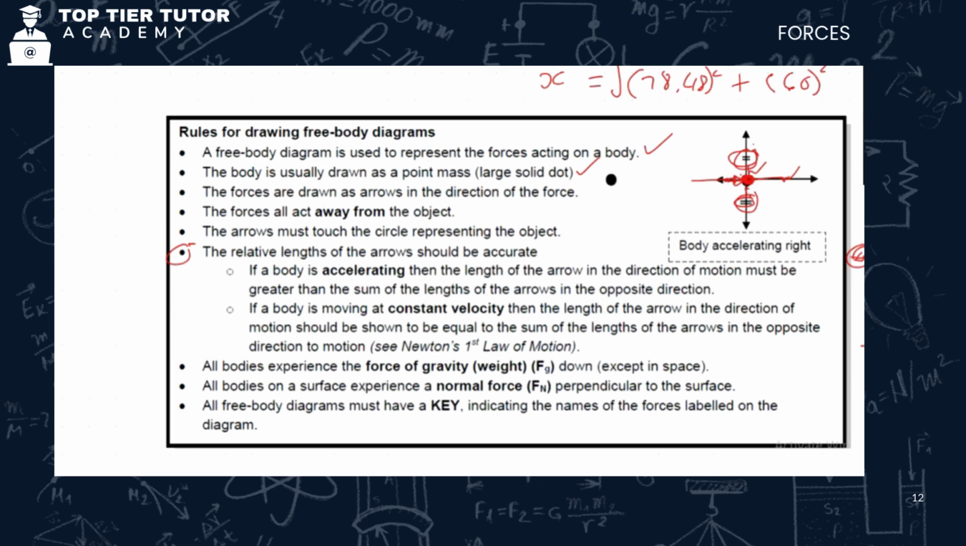All free body diagrams must have a key. The key is just to indicate, this is the gravitational force, this is the frictional force, this is the tension, and all of that. Right.